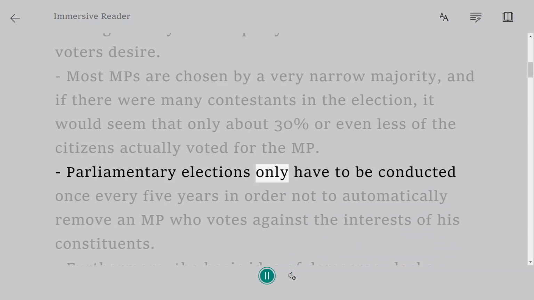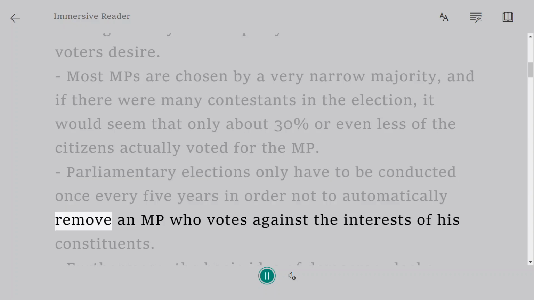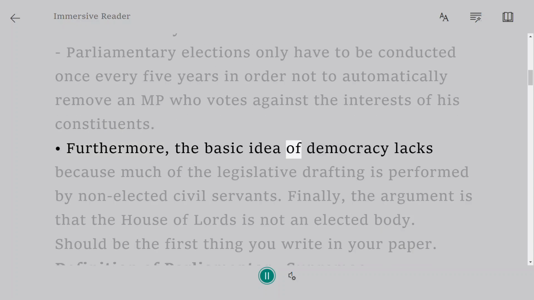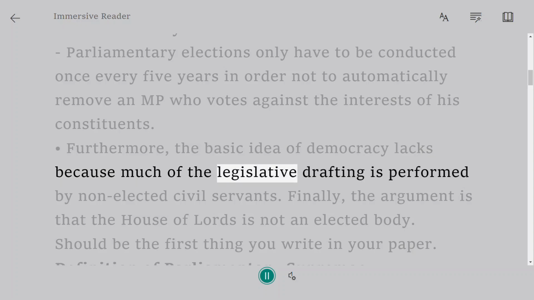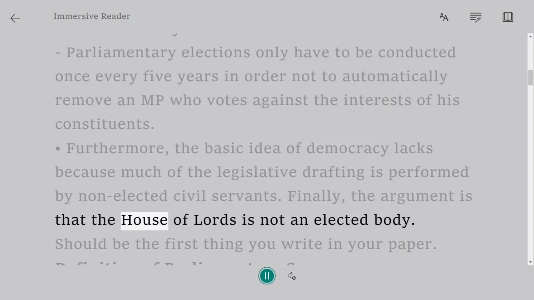Parliamentary elections only have to be conducted once every 5 years, so an MP who votes against the interests of his constituents is not automatically removed. Furthermore, the basic idea of democracy is lacking because much of the legislative drafting is performed by non-elected civil servants. Finally, the argument is that the House of Lords is not an elected body.